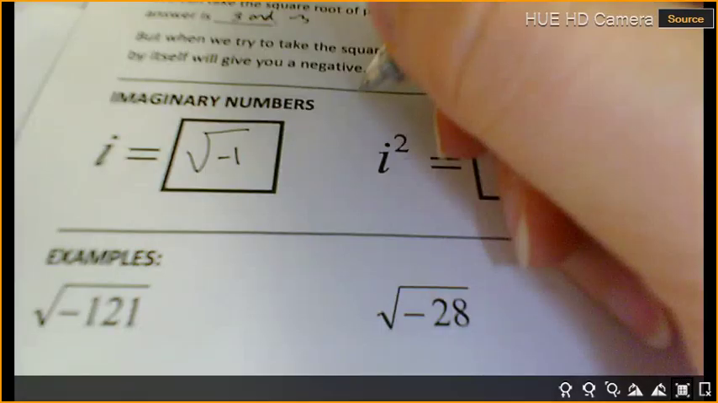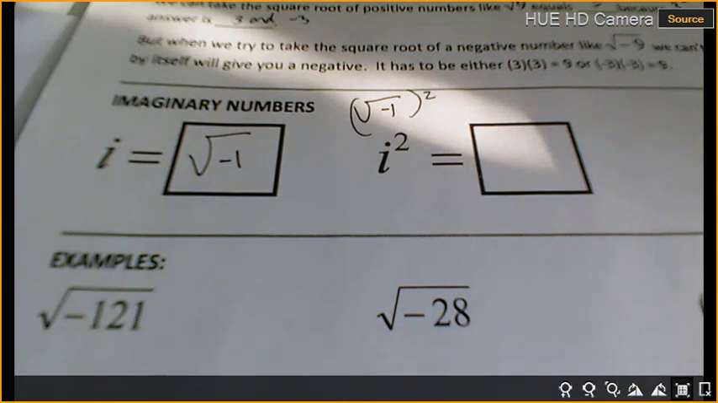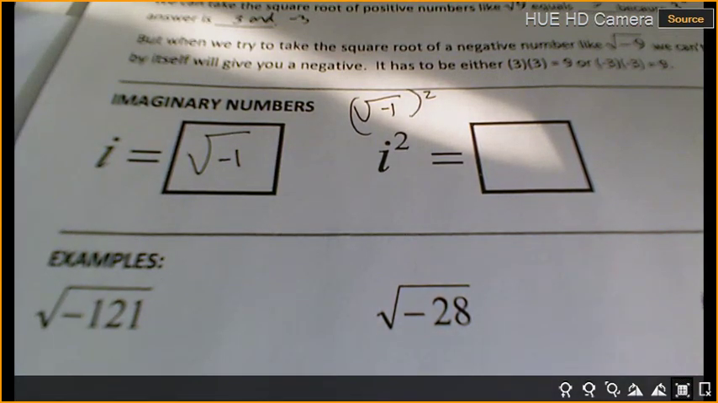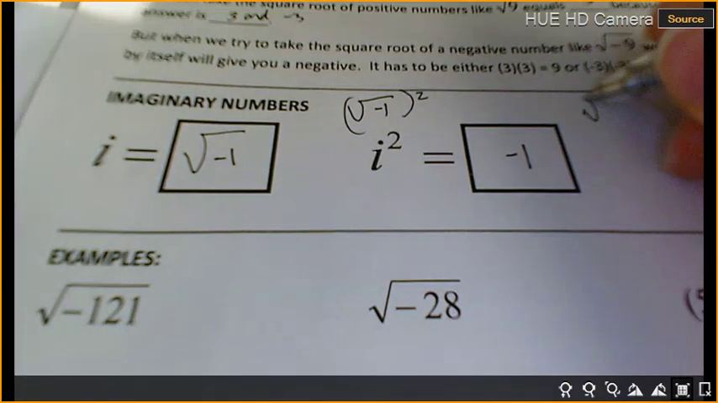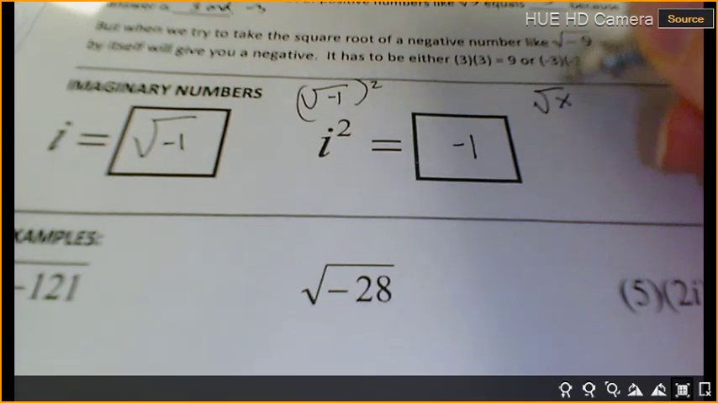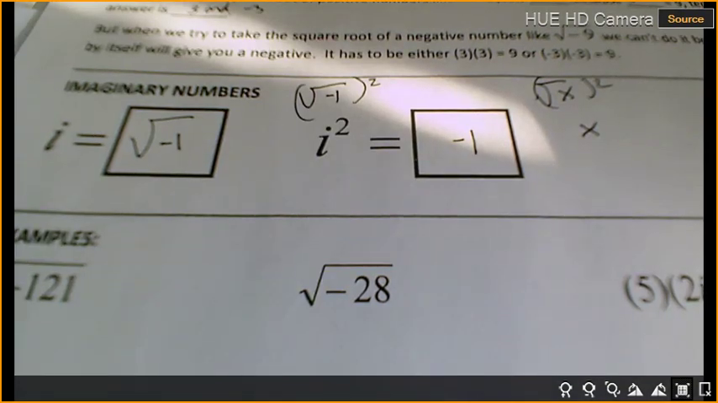So let's look at this. If we have the square root of negative 1 and we square it, what does that squaring do? It gets rid of the square root, right? So then we are just left with negative 1. Like if we have the square root of x and we square it, we end up just with x, right? So when we square the square root of negative 1, we just get negative 1.